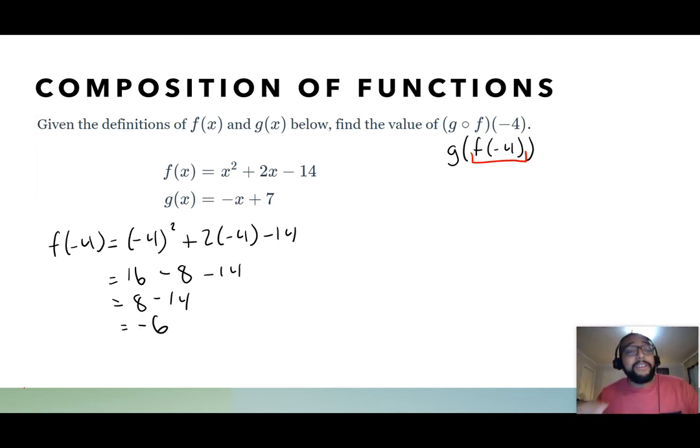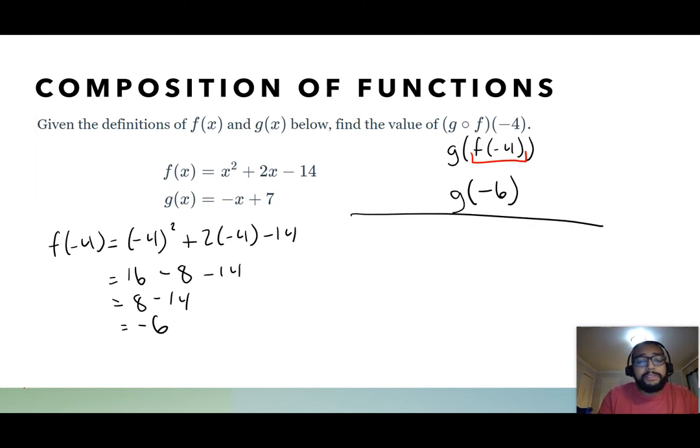So this is saying here, f of -4 is equal to -6. With composition of functions, we start on the inside and then work our way out. So instead of saying f of -4, I'm now going to say g of -6. F of -4 and -6 are equivalent, so that's why I'm able to replace it. And now it becomes just like the first one.